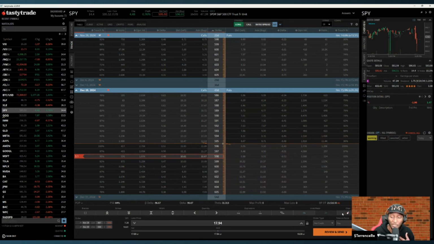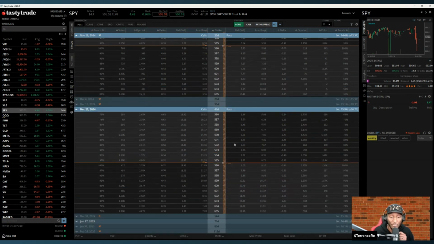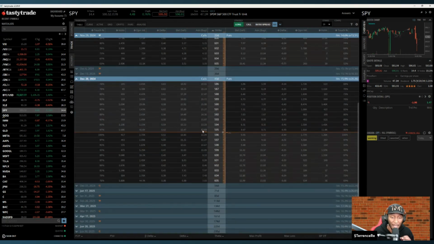You never want to roll for a debit where you've got to pay money. If you've got to roll for a debit, you try not to do that. And one of the ways to avoid doing that is not allowing options that you sold to go in the money. Once they get close, they're on the dance floor right there at the money. That's when, as you get into the trade, you need to know in your mind whether you're going to roll or you're just going to accept the loss.